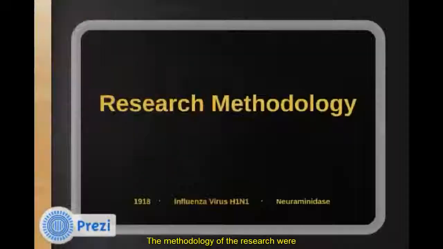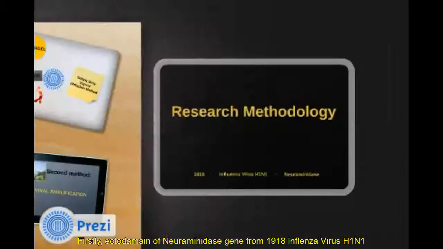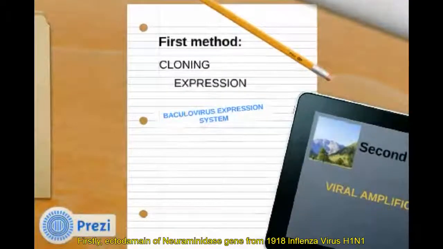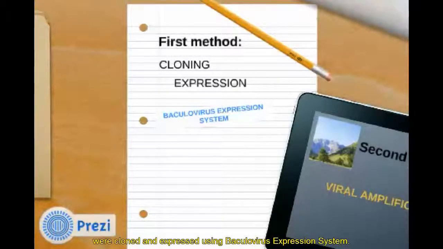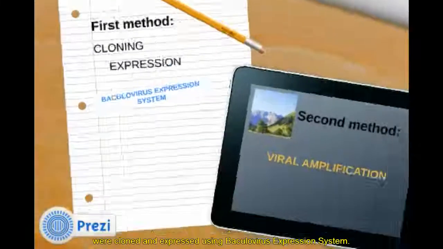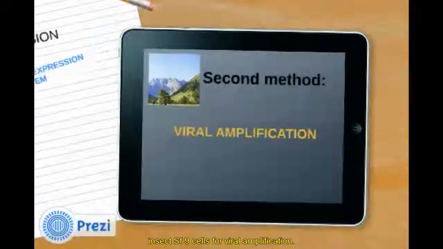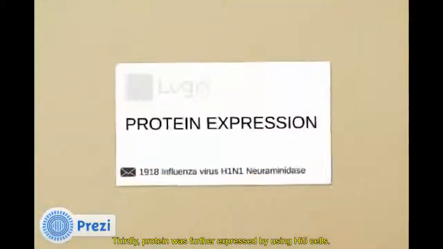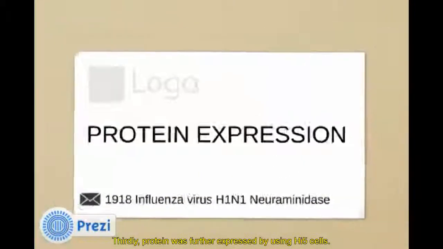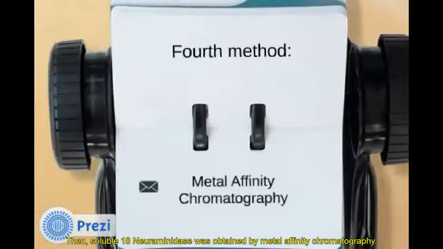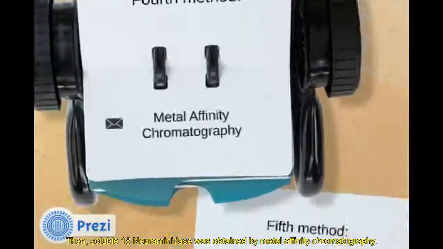The methodology of the research was as follows. Firstly, the ectodomain of the neuraminidase gene from the 1918 influenza virus H1N1 was cloned and expressed using a baculovirus expression system. The constructed plasmid was then co-transfected into insect Sf9 cells for viral amplification. Thirdly, the protein was further expressed using Hi5 cells. Then, soluble 18 neuraminidase was obtained by metal affinity chromatography.